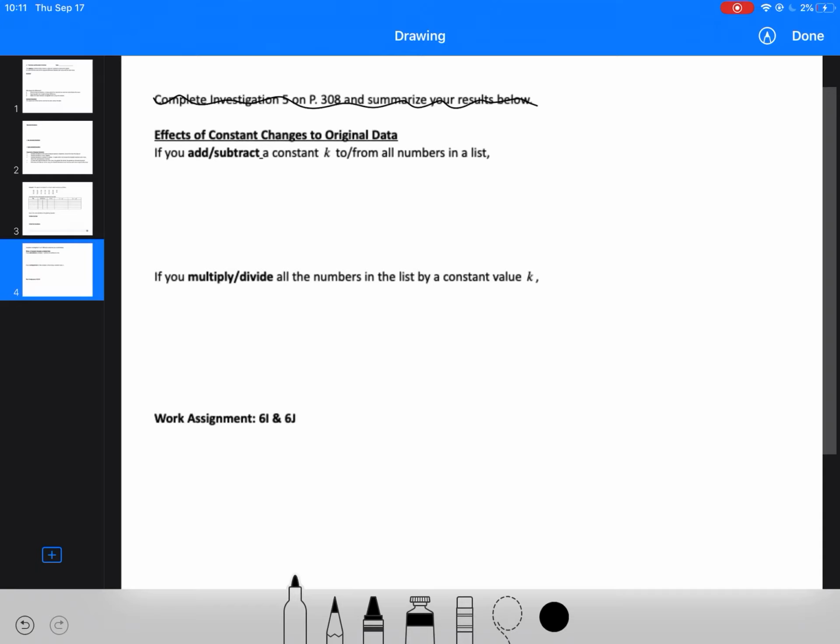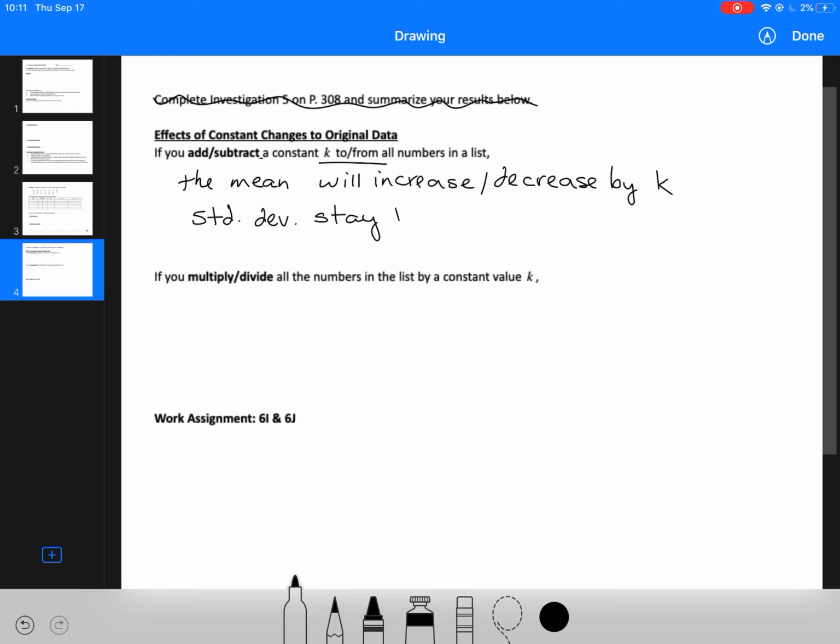But something else that you want to be aware of is that if you add or subtract a constant k to or from all the numbers in the list, the mean will increase or decrease by k, and the standard deviation is going to stay the same. So that's if you're adding or subtracting a constant.